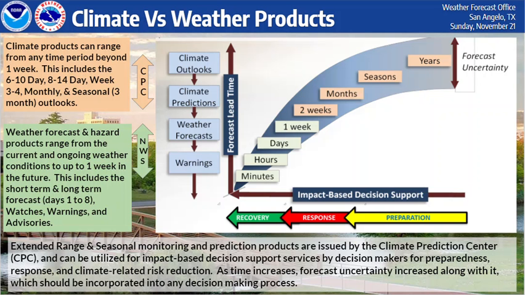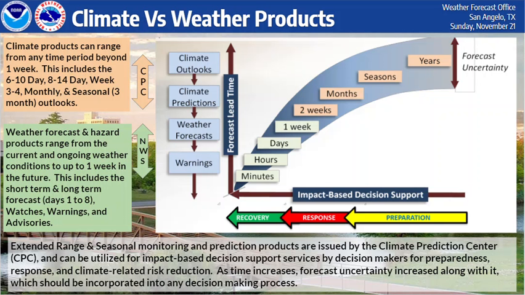Climate products issued by the Climate Prediction Center can range from any time period beyond 1 week for the continental U.S., Alaska, Hawaii, and other Pacific islands. This includes the 6 to 10 day, 8 to 14 day, week 3 through 4, monthly, and seasonal 3-month climate outlooks, as well as a monthly drought outlook.